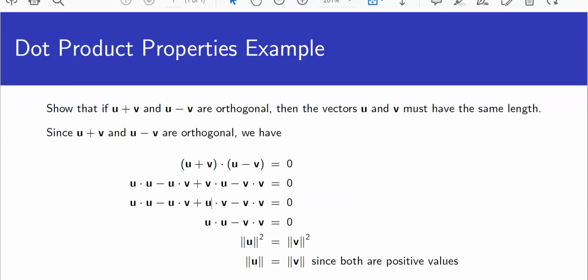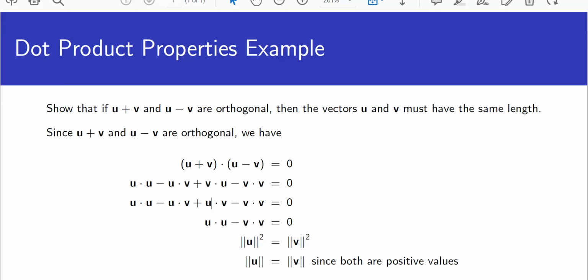In this video, we're going to use a couple of properties of orthogonality to prove a fact about a certain pair of vectors. So we're told that the vectors u plus v and u minus v are orthogonal to each other, or from a geometric perspective, that would mean they're perpendicular to one another. If those two vectors are orthogonal, then it must be the case that the two individual vectors, u and v, must have the same magnitude, must have the same length.